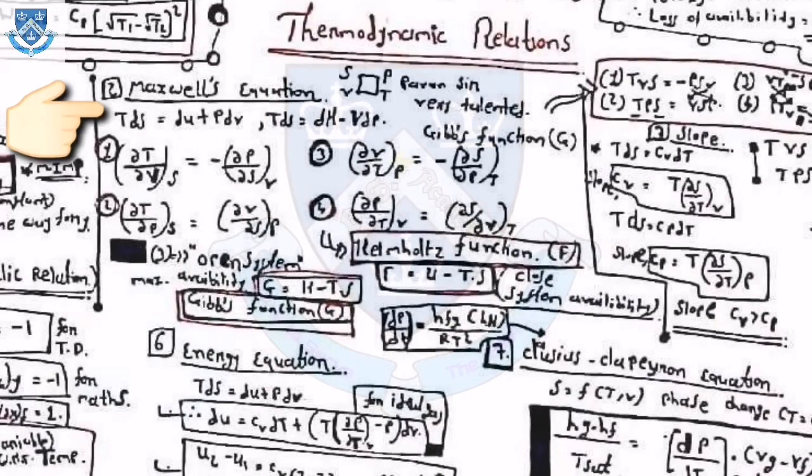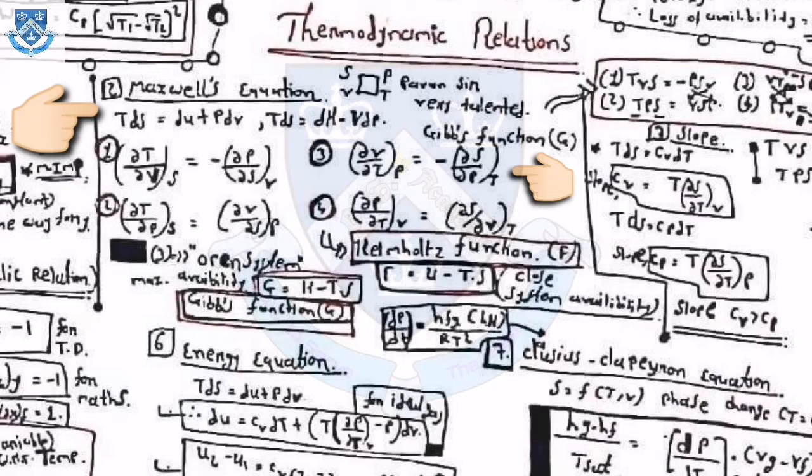So now the second one is Maxwell equations. Del T by del V at S is equal to minus del P by del S at V. And the second one is del T by del P at S is equal to del V by del S at constant pressure. Then the third equation is del V by del T at constant pressure is equal to minus del S by del P at constant temperature, which is derived from the Gibbs function.